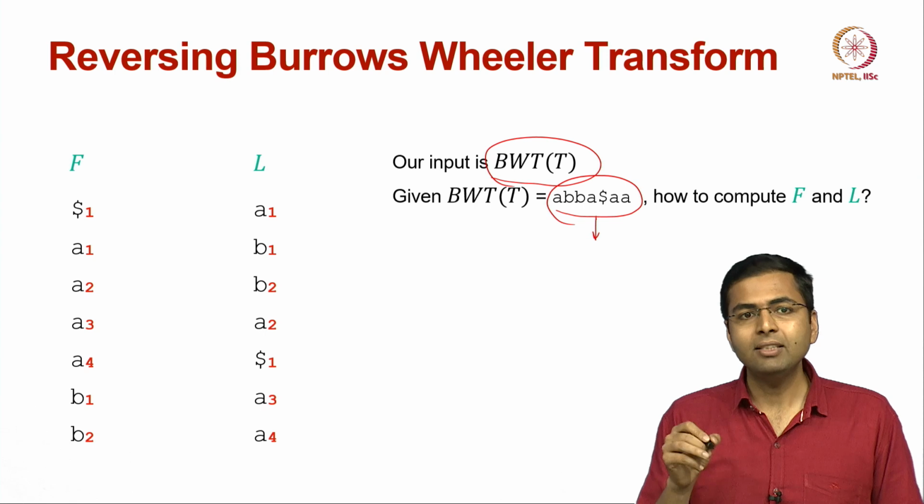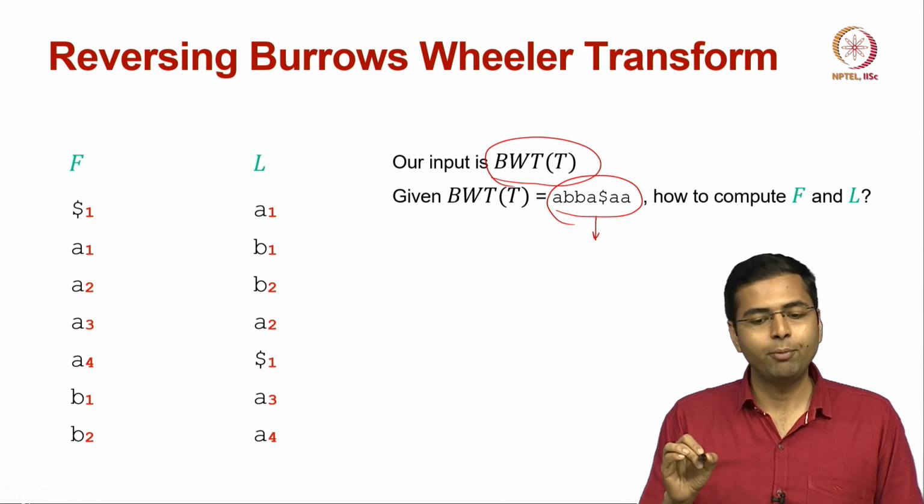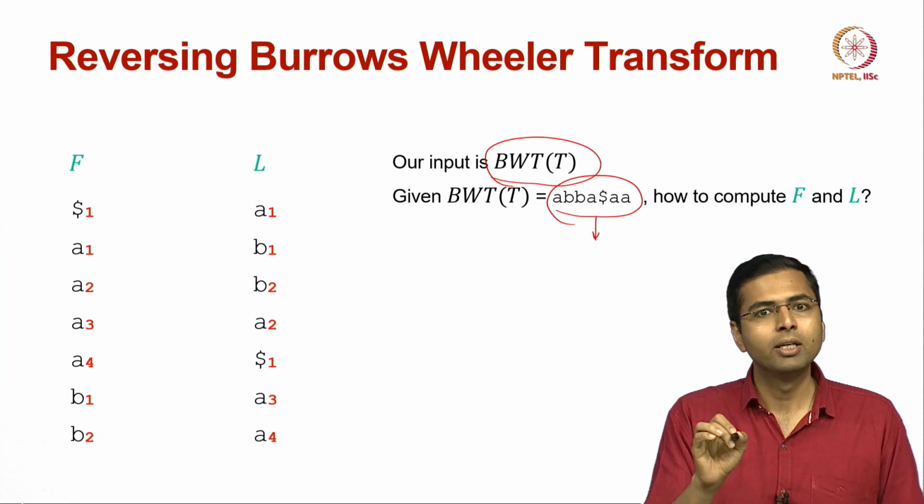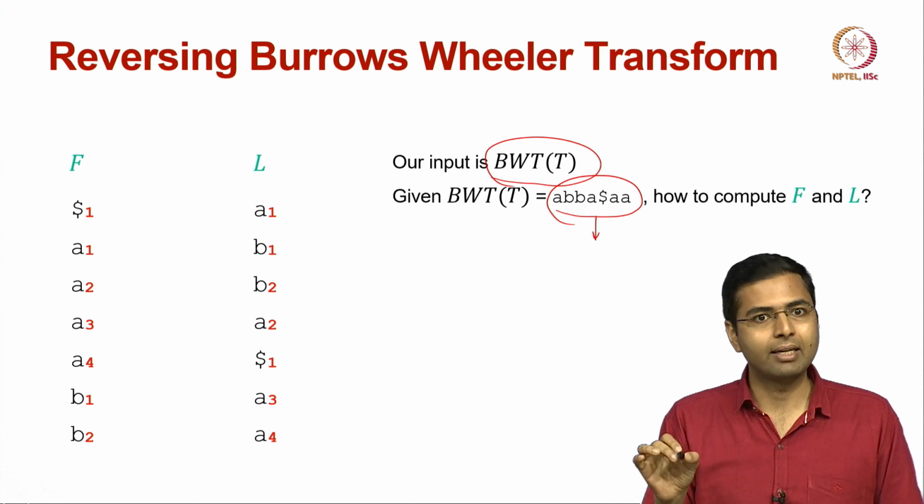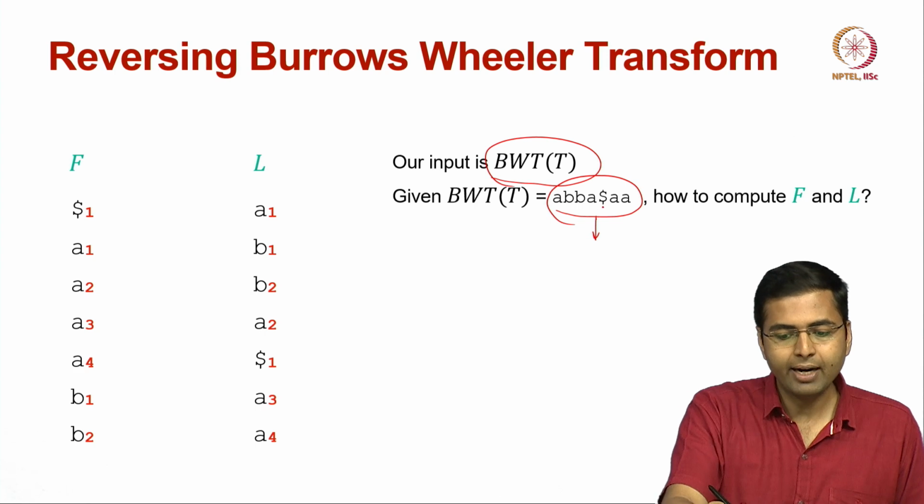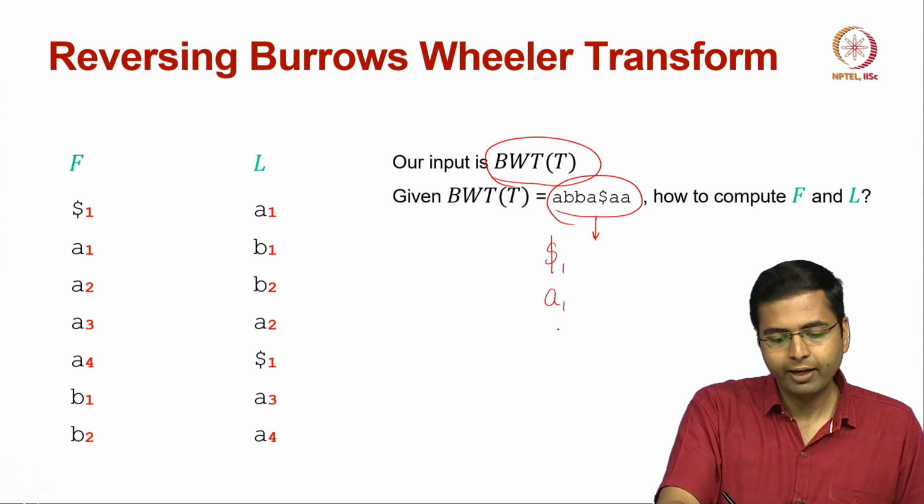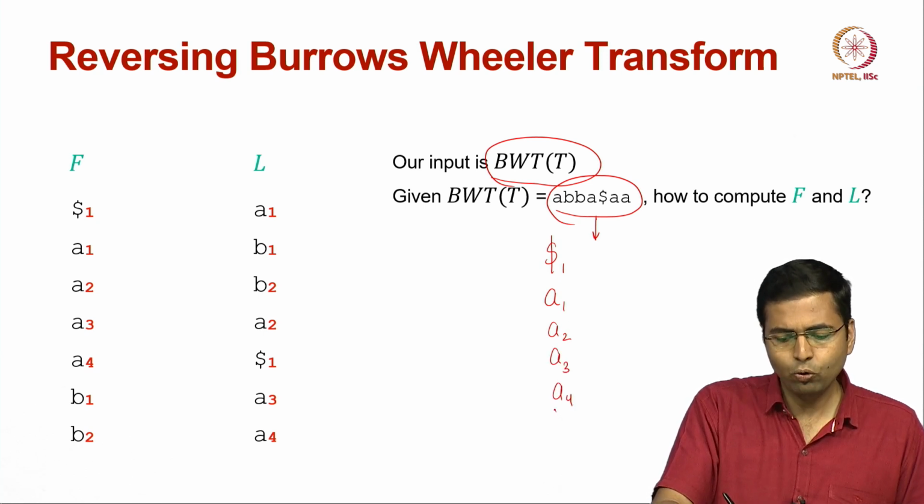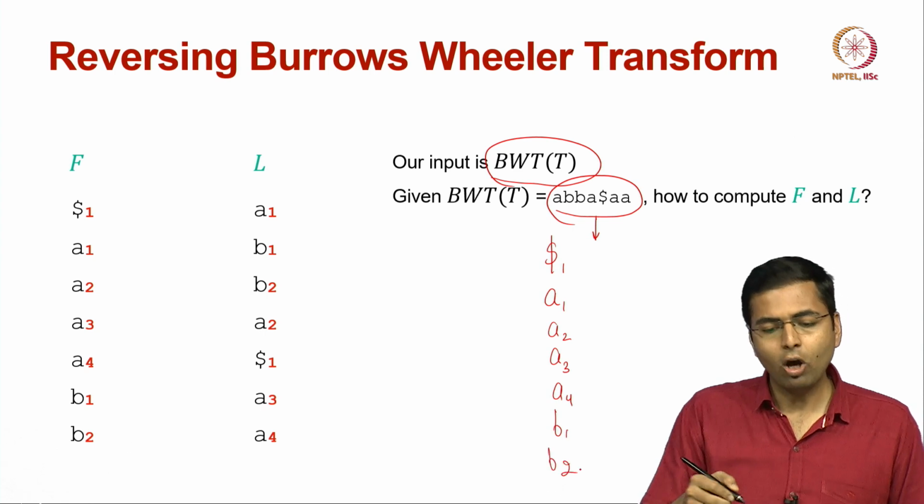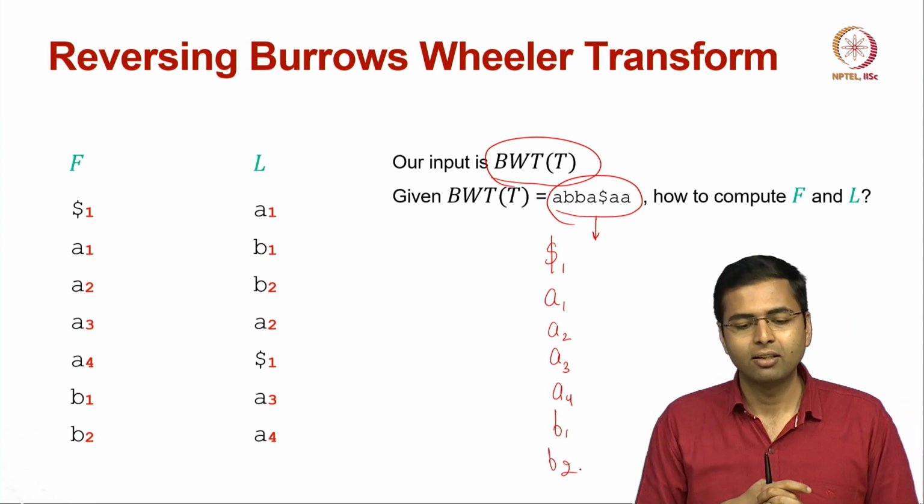Well, first column F is very easy to get, because for column F all we need to do is to count how many dollar symbols are there, how many A symbols are there, and how many B symbols are there. So, for example, if there is 1 dollar symbol and then 4 A symbols, and then we have 2 B symbols. So, column F is trivial to construct.